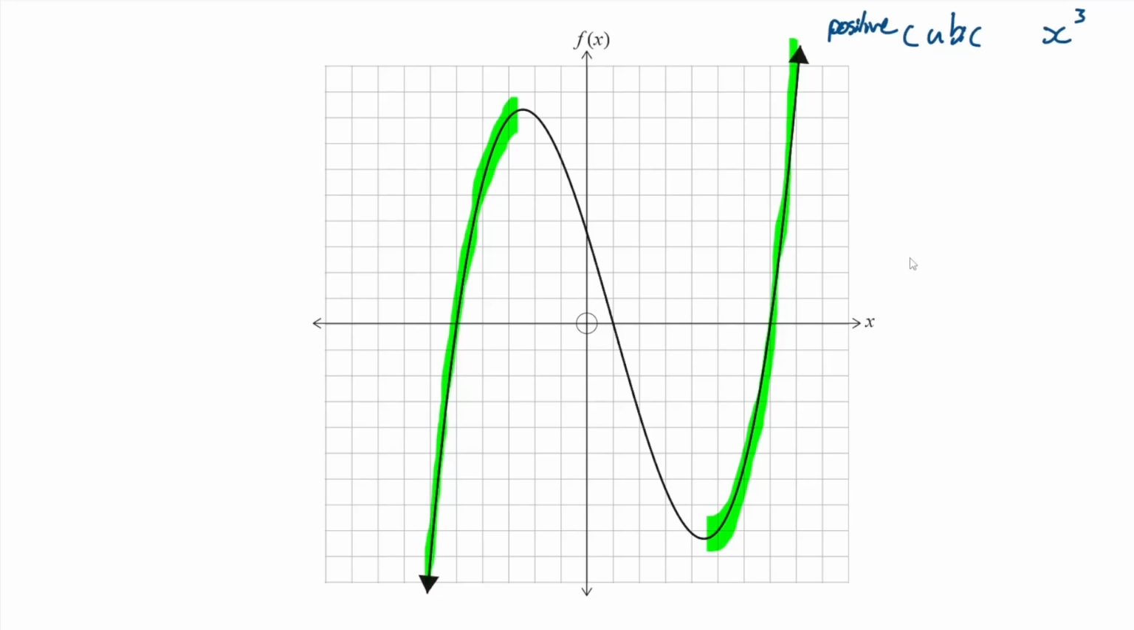What about these turning points here, right? The max and the min. The gradient at a turning point is 0. So our gradient function will have a y value of 0. And finally, the section connecting the turning points, it's going downhill. It has a negative gradient.